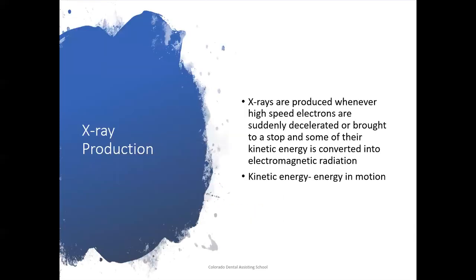This talks a little bit more about X-ray production and what needs to happen. This is telling you X-rays are produced whenever high-speed electrons are suddenly decelerated or brought to a stop, and some of their kinetic energy is converted into electromagnetic radiation.